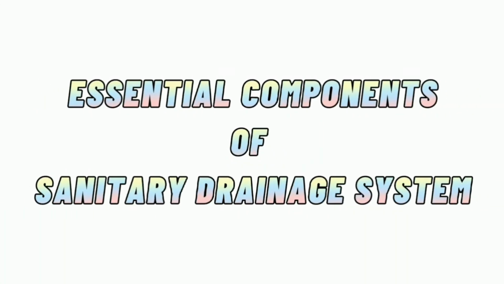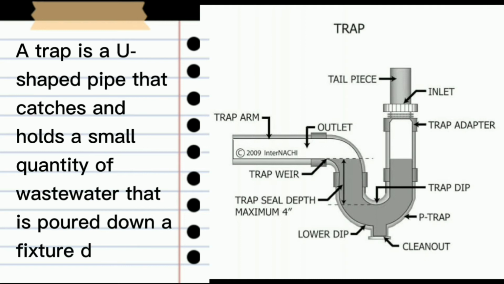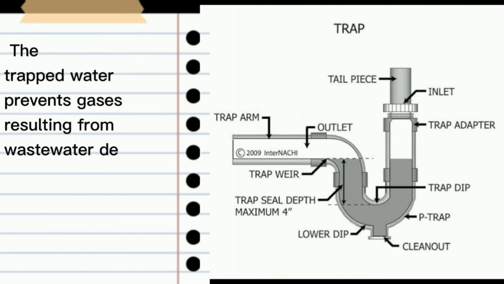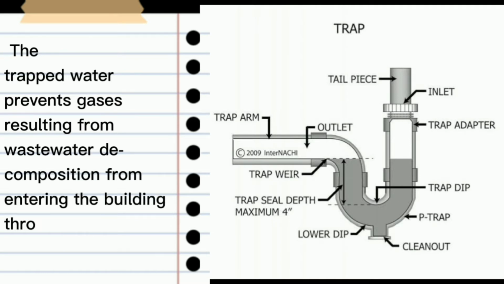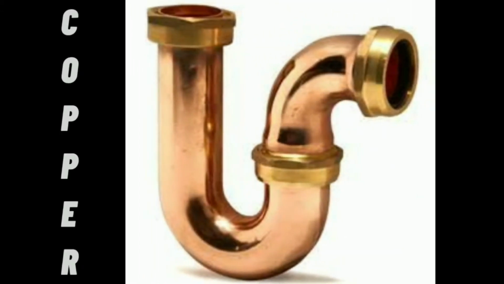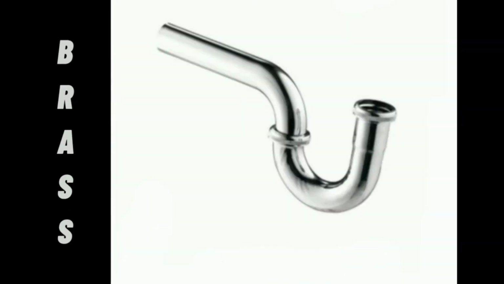Let us now proceed to the essential components of sanitary drainage system. So first, we have traps. A trap is a U-shaped pipe that catches and holds a small quantity of wastewater that is poured down a fixture drain. The trapped water prevents gases resulting from wastewater decomposition from entering the building through the drain pipes and the fixture. Traps can be made of copper, plastic, steel, wrought iron, or brass, with plastic most commonly used.